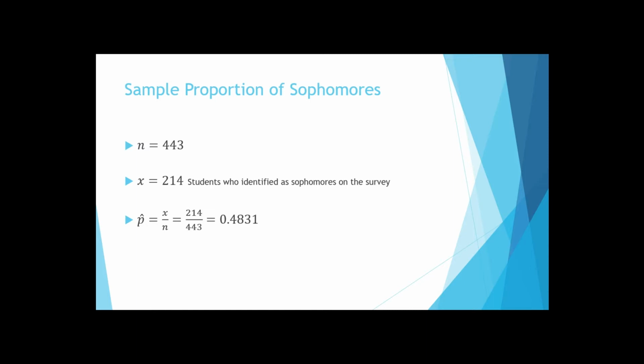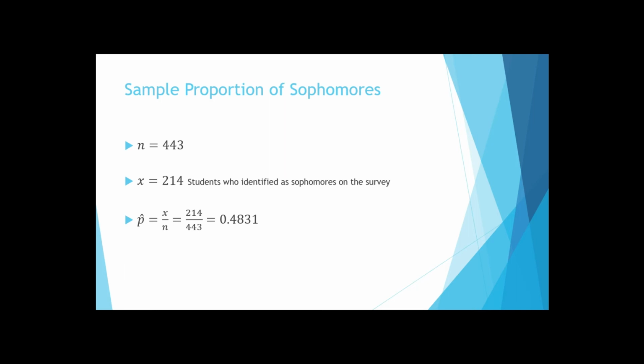When we identify p hat, our sample proportion, this is going to be x over n. It's the proportion of individuals that identify as sophomores, which would be 214 divided by 443, and that sample proportion comes out to be 0.4831. Typically, we express the proportion in terms of a decimal value, but sometimes when we're talking about it in context, we would say something like 48.31% of the students in Professor Fox's class are sophomores.